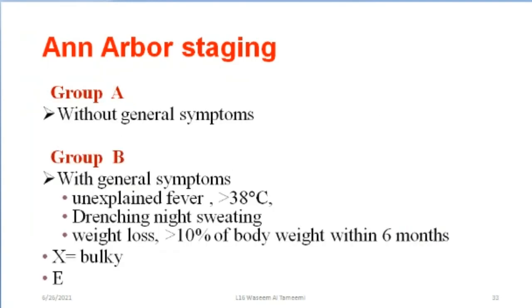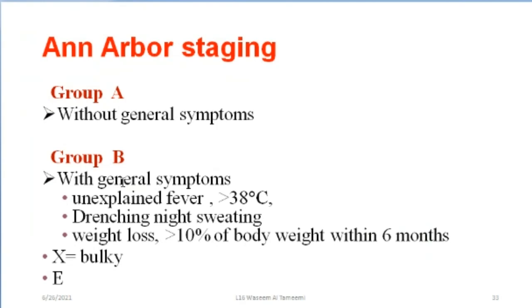اتمنى واضح الستيجين. بعد شو نضيف له؟ مو بس نقول روماني 1 2 3 4 ونودال اكسترا نودال، اضيف له بريفكس او سفكس A و B، لانه اقول ستيج 2A. اذا 2A معناها ما عنده جنرال سيستميك سيمبتومز، بينما اذا اقول 2B معناها عنده جنرال سيمبتومز اللي هي: فيفر 38 درجه فما فوق، درنشنج نايت سويتنج، ويت لوس 10% فما فوق within 6 months. اي وحده من ذني، مو ثلاثتين، اقول عليه ستيج بي.